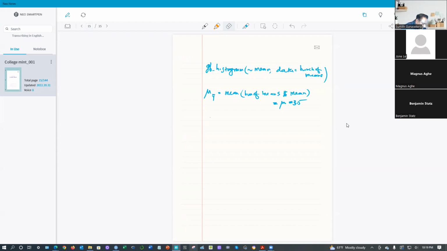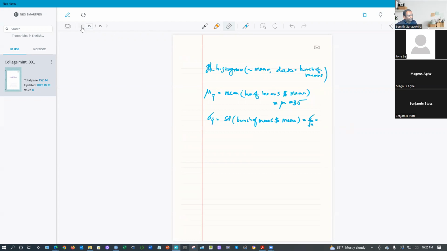Then you go to the standard deviation of y bar. What are you going to do? Standard deviation of bunch of means. And then go to mean. Going to find the standard deviation of the mean, same as sigma over square root n. Sigma is how much? Standard deviation of the population.